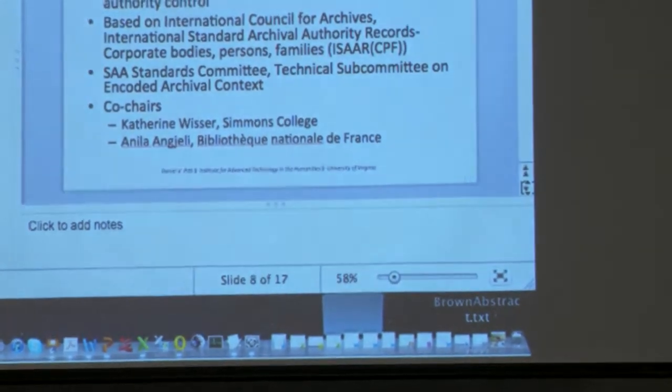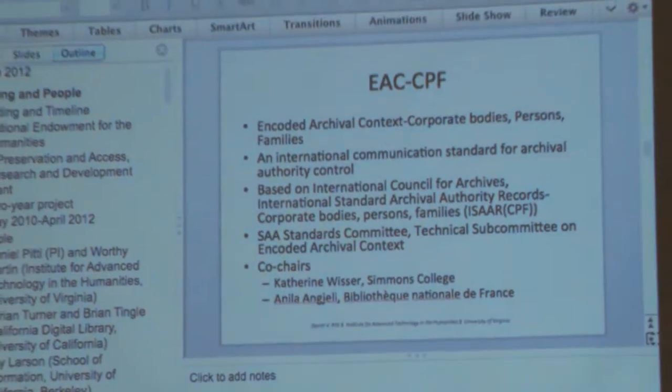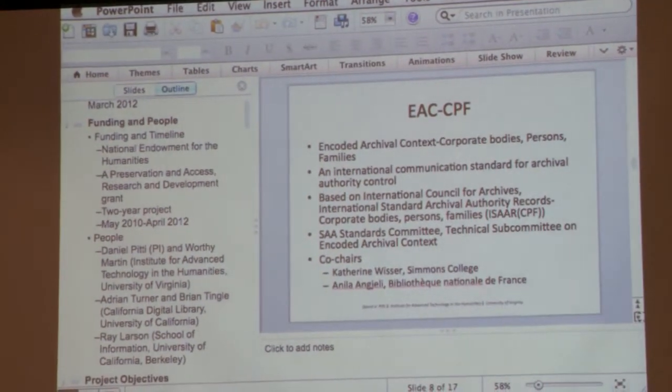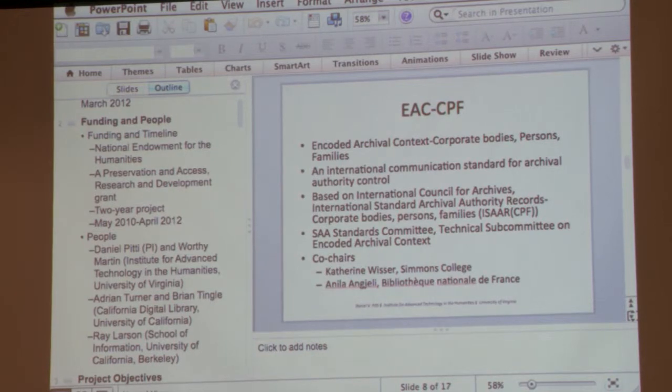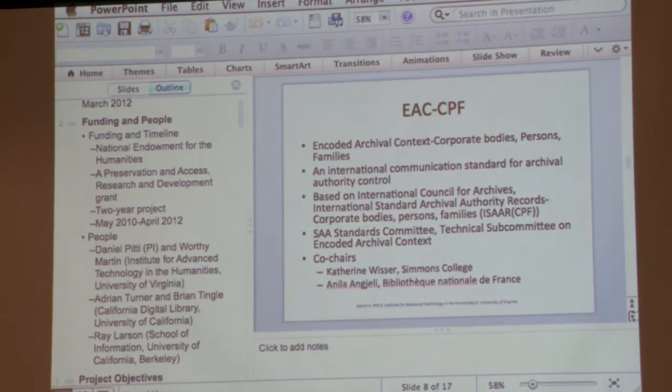The underlying standard, in addition to EAD, is this schema called Encoded Archival Context, CPF. And again, it's designed for describing corporate bodies, persons, and families. It's based on the International Council on Archives standard, ISAAR-CPF. It's an international group of people behind its design.